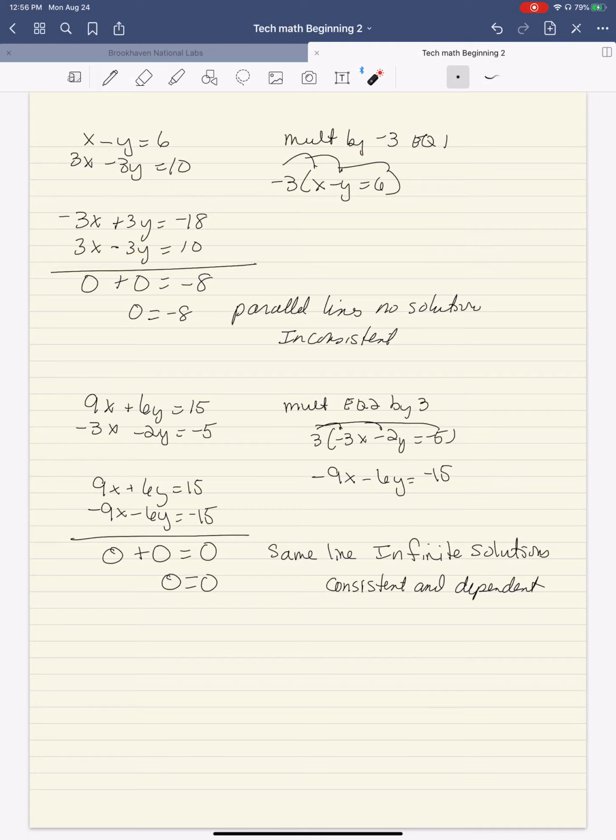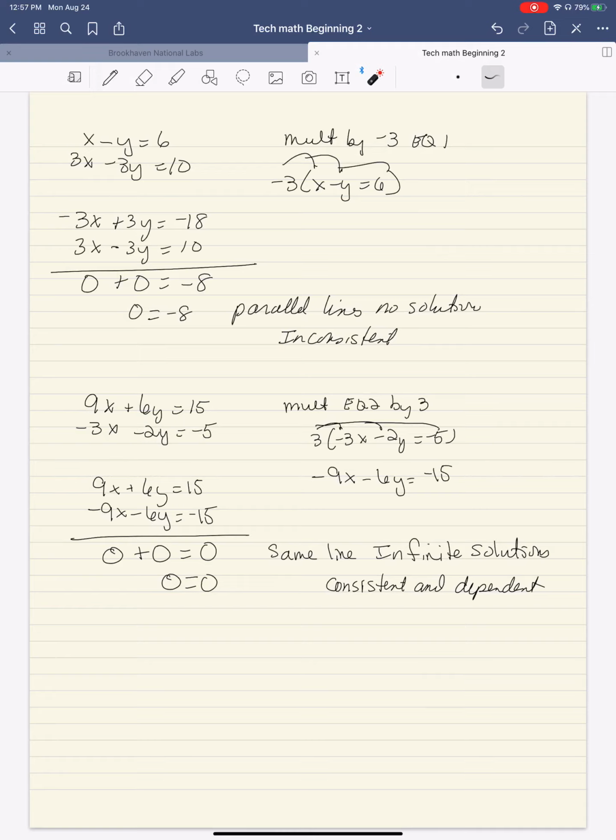I rewrote the second equation. And then when I get to this point and I go to add them vertically, yeah, my x's dropped out. But whoa, my y's dropped out too. And this one gave me a number, negative 8. So what I got was 0 equals negative 8, which makes no sense. But when you're solving these, that means it's a parallel line, there's no solution, or it's inconsistent.